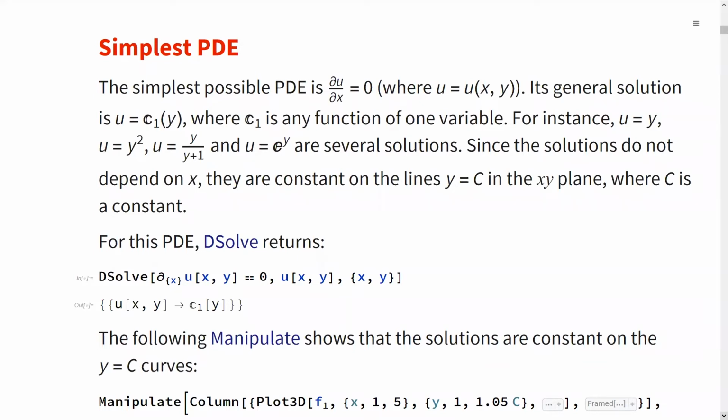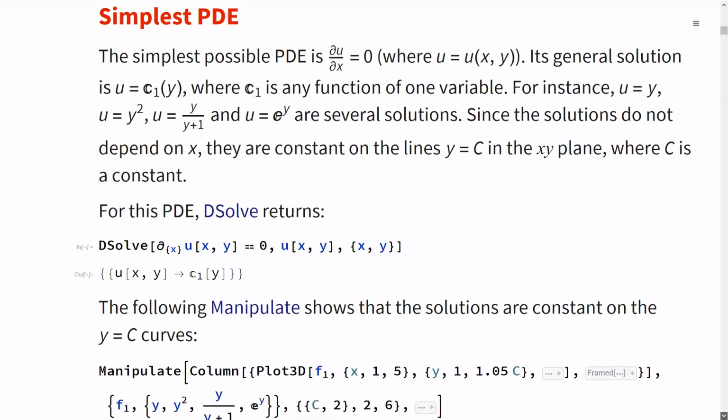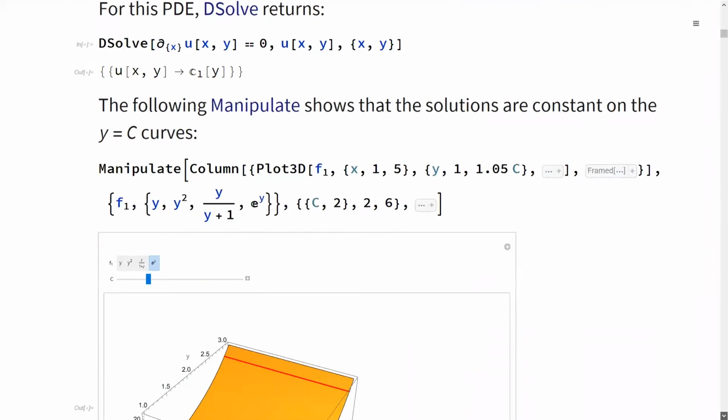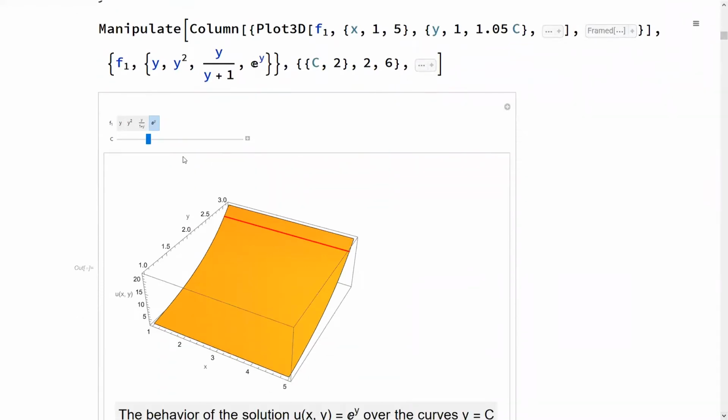they are constant on the lines y equals c in the xy plane, where c is a constant. And for this PDE, DSolve returns this solution. The Manipulate below shows that the solutions are constant on the y equals c curves. So we have a Manipulate computation, and if we move around, we see that the solutions are constant on the y equals c curves.